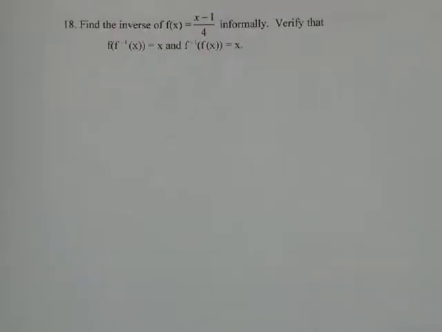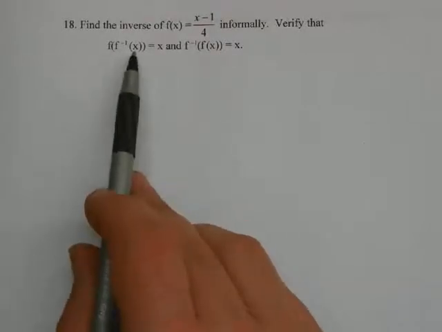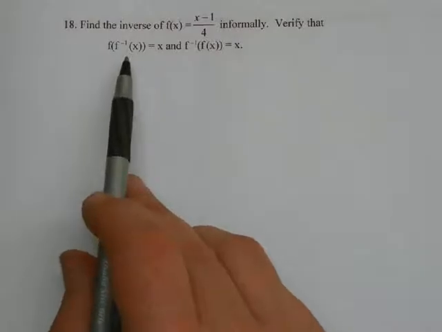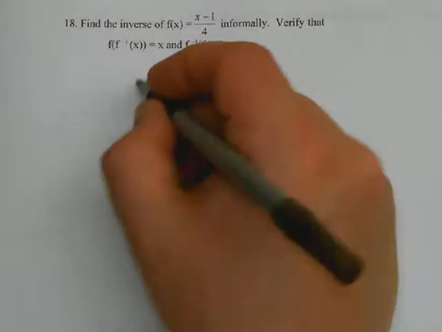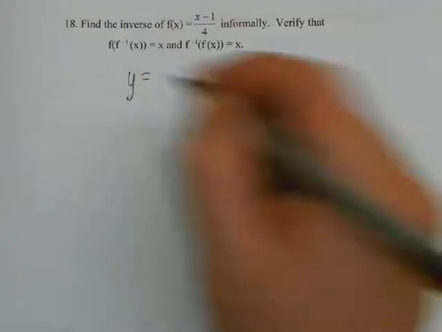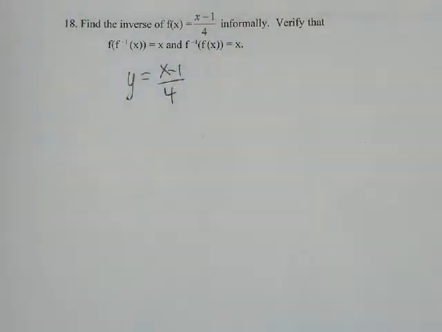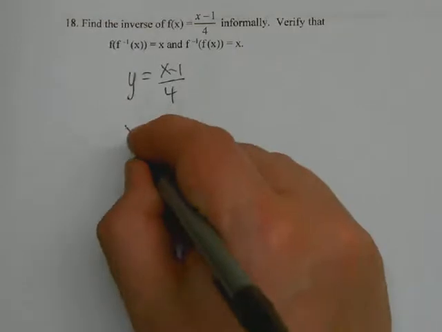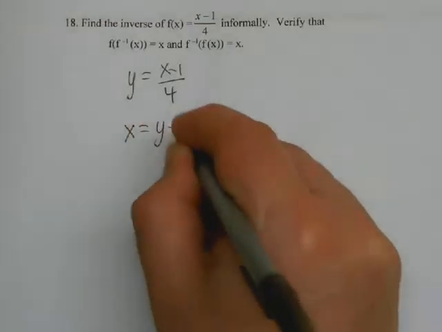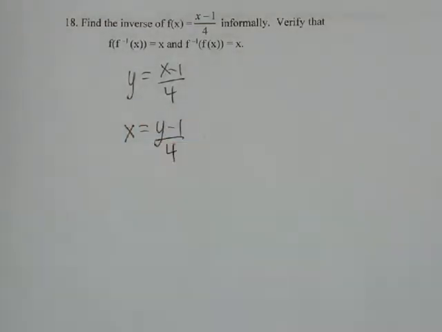Number 18, we have f of x. We want to find the inverse informally, and then verify by using the definitions of functions and inverses. Well, you may not know how to find this informally, so it's okay to go ahead and go through the longer process. Here's the original function. I just plugged in y instead of f of x. So we swap the x and y values, and we solve for y.